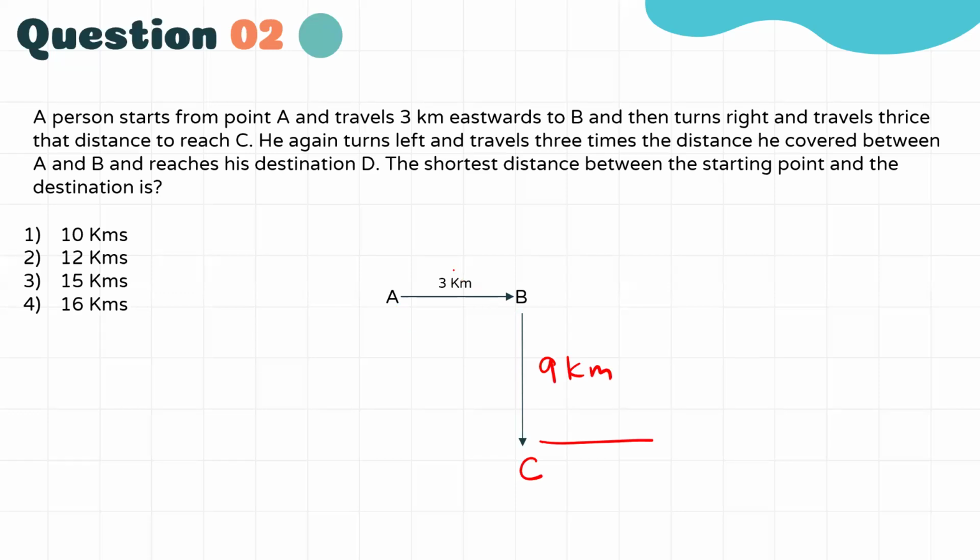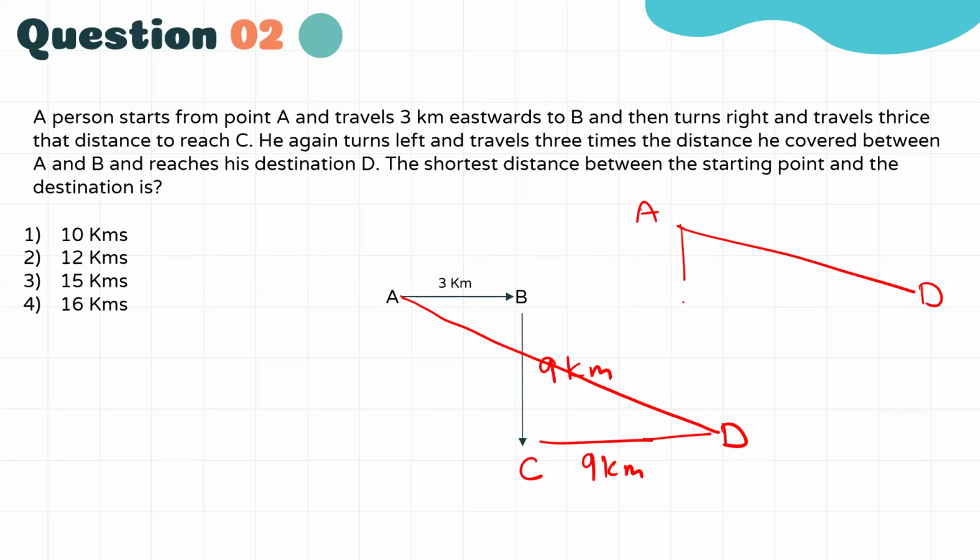So between A and B there was 3. So 3 threes are 9 again to reach D. The shortest distance between A and D, so this is what we have to find. See, we have to find this A and D. So let's complete the triangle.